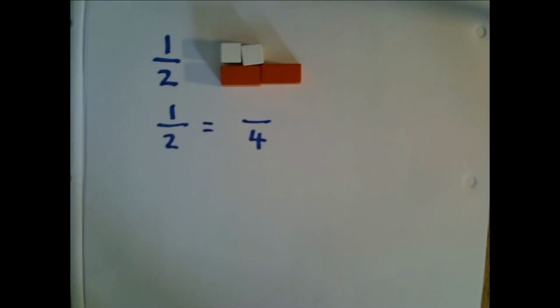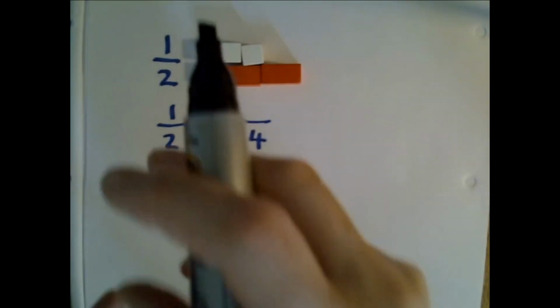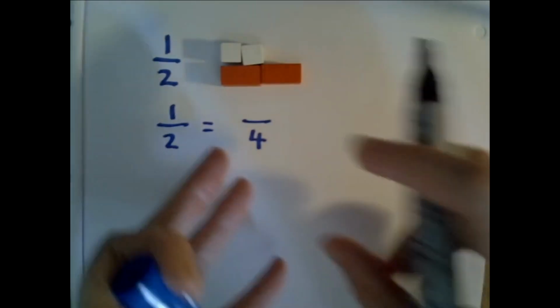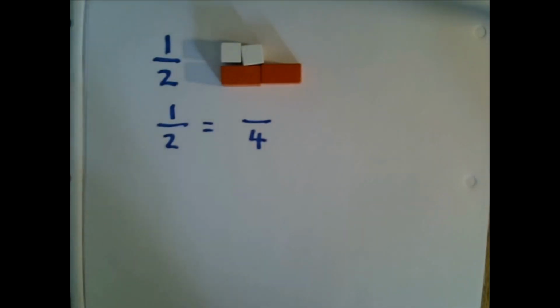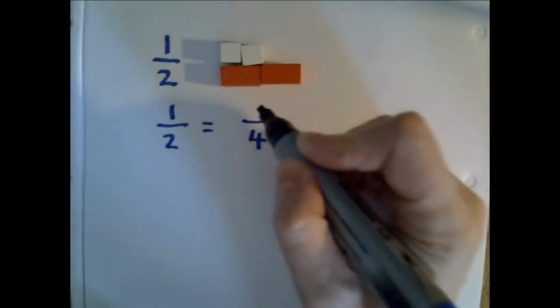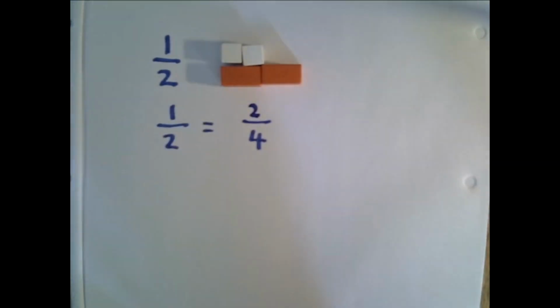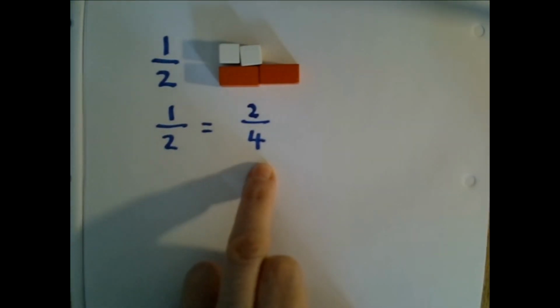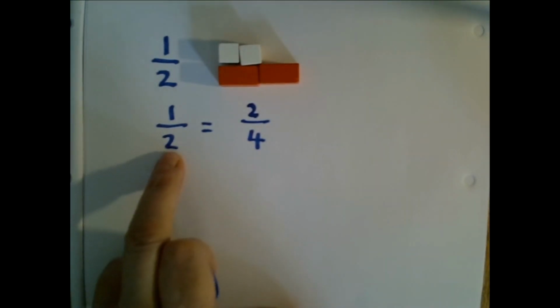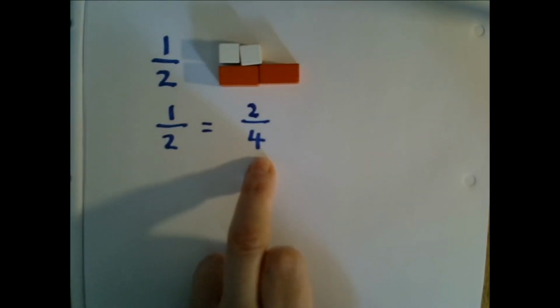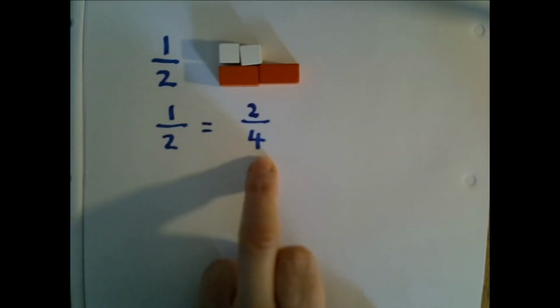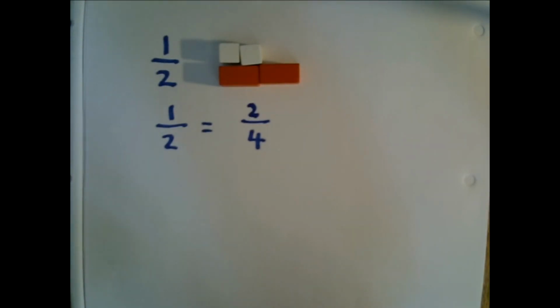So that's how you make equivalent fractions with Cuisenaire rods. You take the fraction that you've made and you make it lots of times and you put them together, and it's a bit like having the same shape but scaling it up a bit. So put the 2 in. A half is the same as 2/4. 1 out of 2 is the same as having 2 out of 4. The same fraction of the white compared to the red.